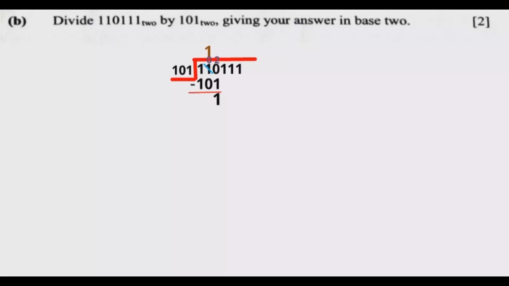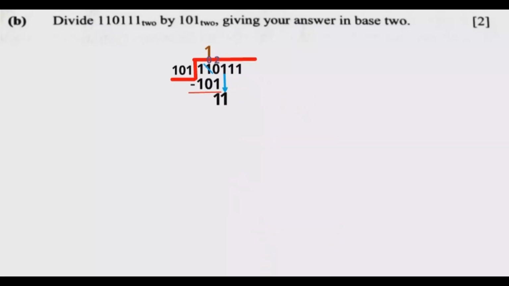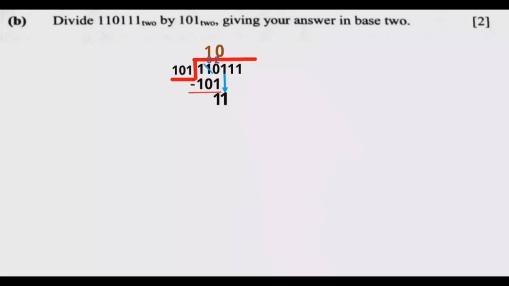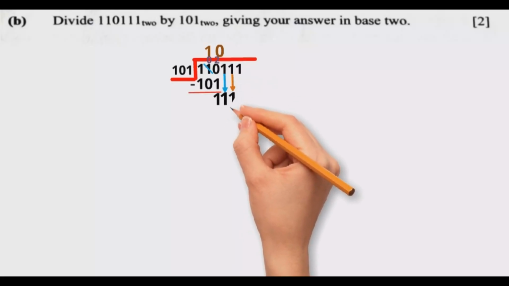Then 101, does 101 go into 1? No. So we drop 1 down and write it here. It will be 11. Then we ask again, does 101 go into 11? No. So we write 0 on top because 101 does not go there. Then we drop again 1, and it becomes 111.